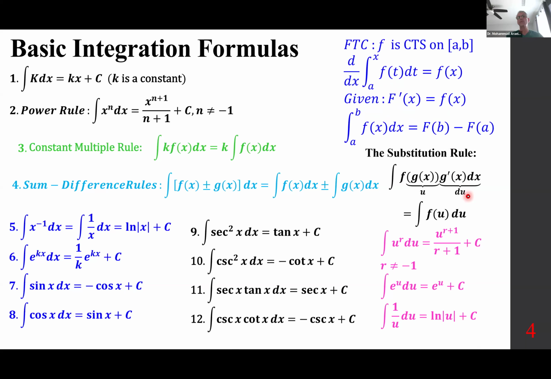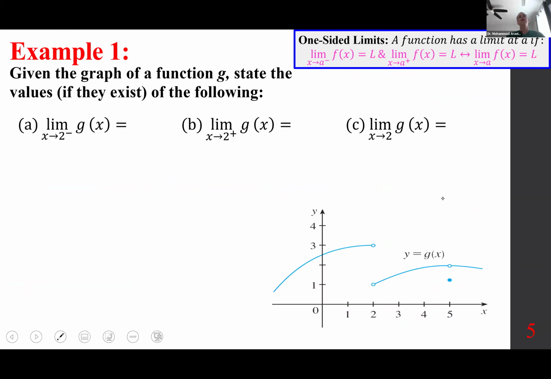And the substitution rule: the integral of f of g of x times g prime of x dx, where g of x is u, is the integral of f of u du. And again, I can't emphasize this enough. I expect students to do the u substitution, okay? That's what we cover.